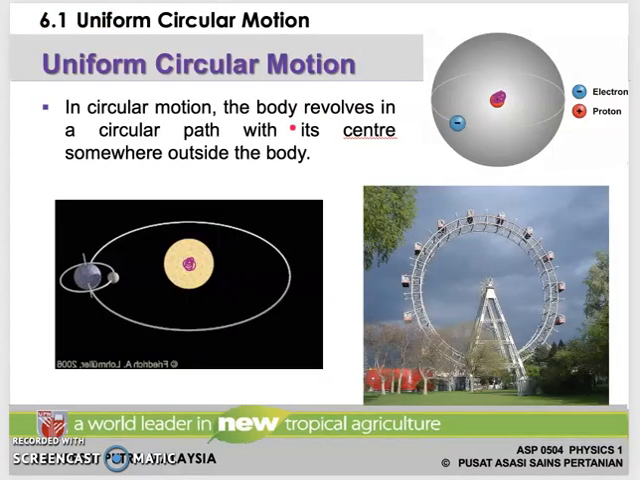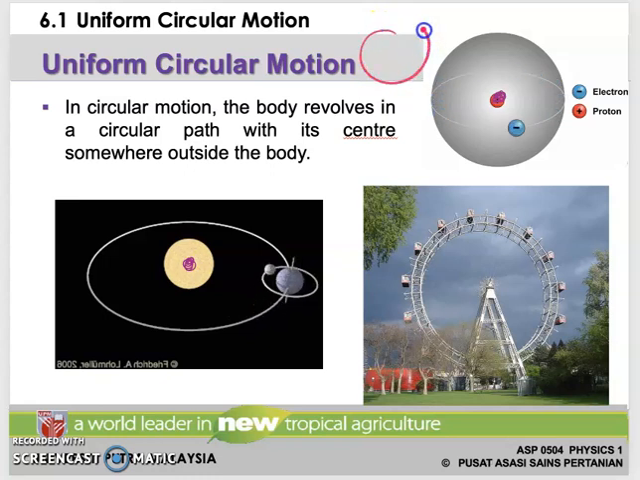So let's do this. Uniform circular motion is when a body revolves in a circular path. I have a circular path with its center somewhere outside the body. For example, I have a string and a ball is connected to it, and the ball moves in this circular path, but the center of rotation is here, right? The center of rotation is here.